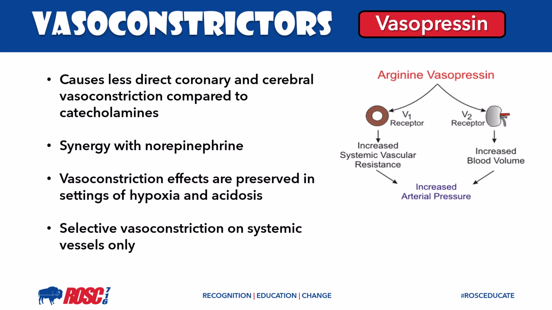And then lastly, its vasoconstrictive effects are selective to systemic vessels only. This translates to not increasing pulmonary vascular resistance as our catecholamines do. In fact, in some animal models, it's even been shown to reduce PVR and PVR-SVR ratios. This makes it an ideal agent for pulmonary hypertension and RV shock.